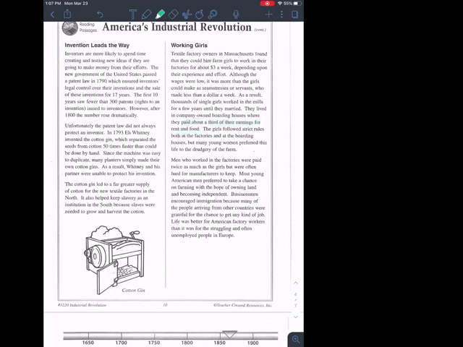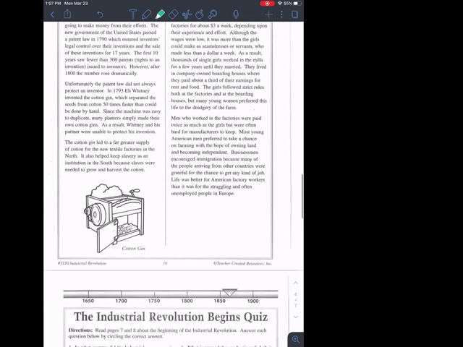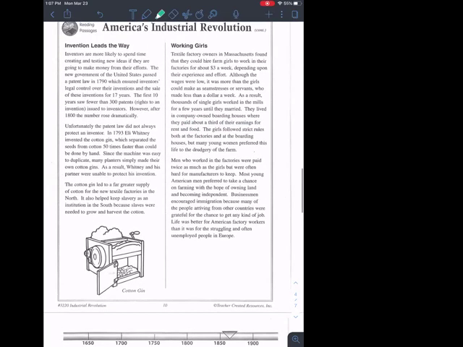The girls followed strict rules both at the factories and at the boarding houses, but many young women preferred this life to the drudgery of the farm. Men who worked in the factories were paid twice as much as the girls, but were often hard for manufacturers to keep. Most young American men preferred to take a chance on farming with the hope of owning land and becoming independent. Businessmen encouraged immigration because many of the people arriving from other countries were grateful for the chance to get any kind of job. Life was better for American factory workers than it was for the struggling and often unemployed people in Europe.